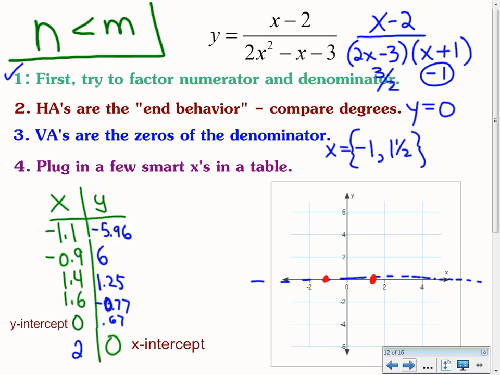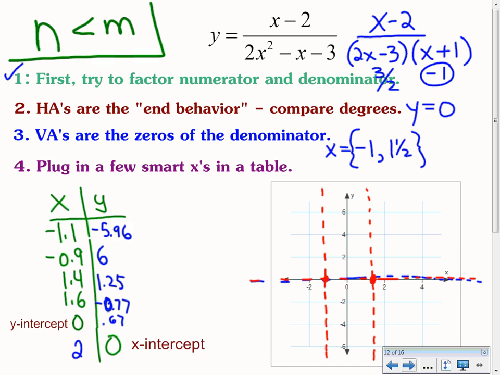That's it for asymptotes. Number 4, plug in a few smart x's in a table. Now I had a 4-function calculator. These were vertical asymptotes at those spots. They're not going to be crossing at the horizontal asymptote. My bad, I misspoke.